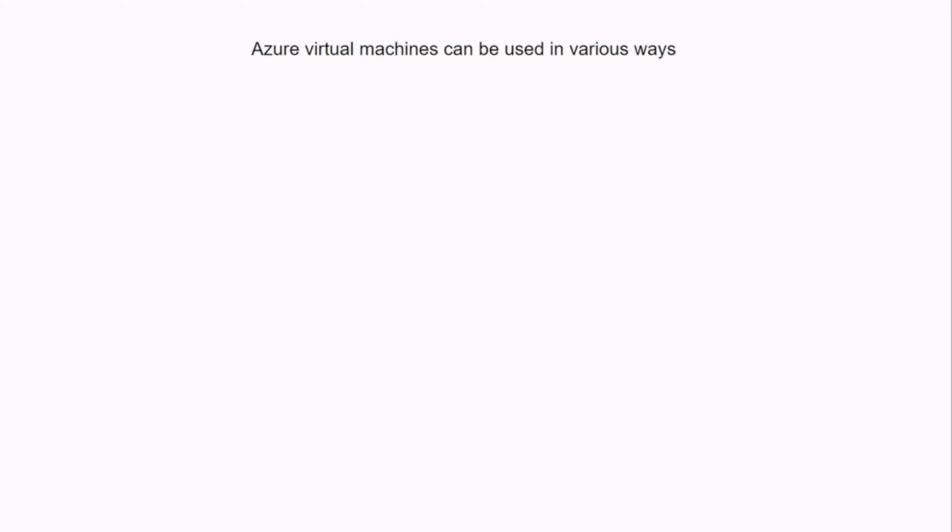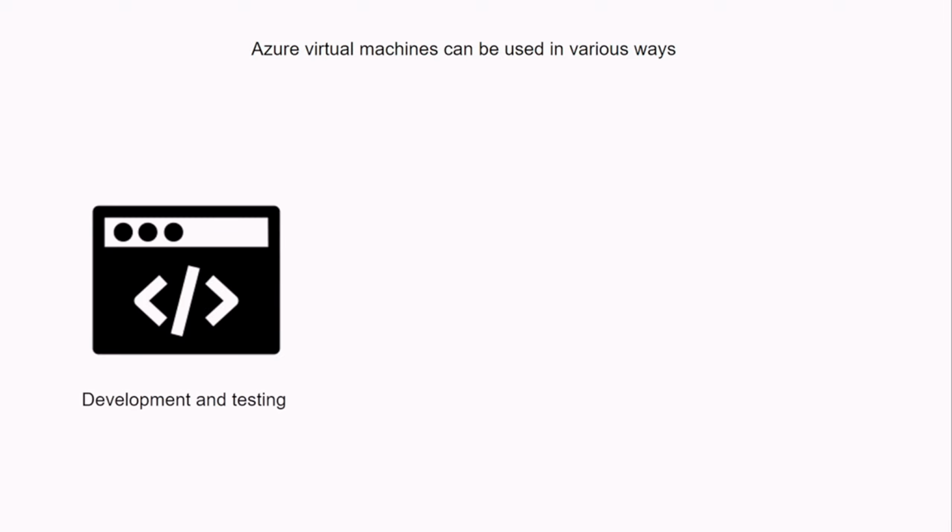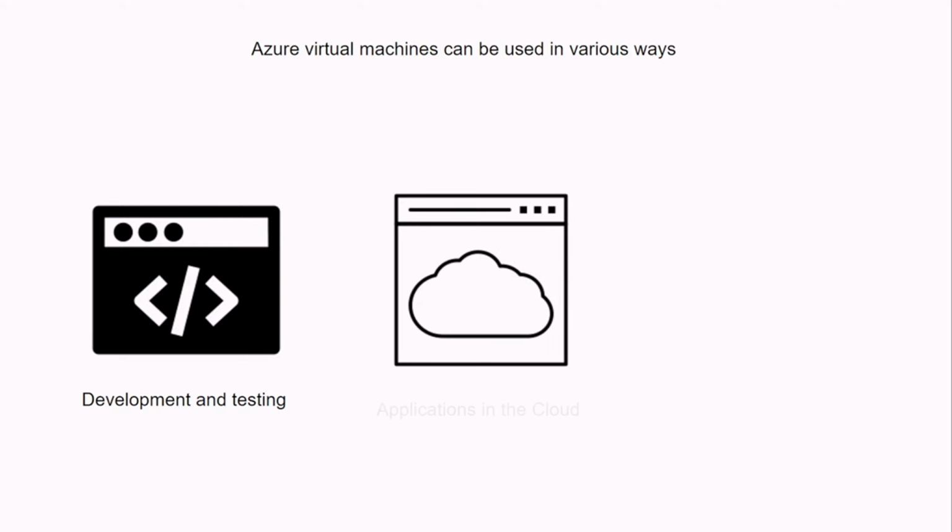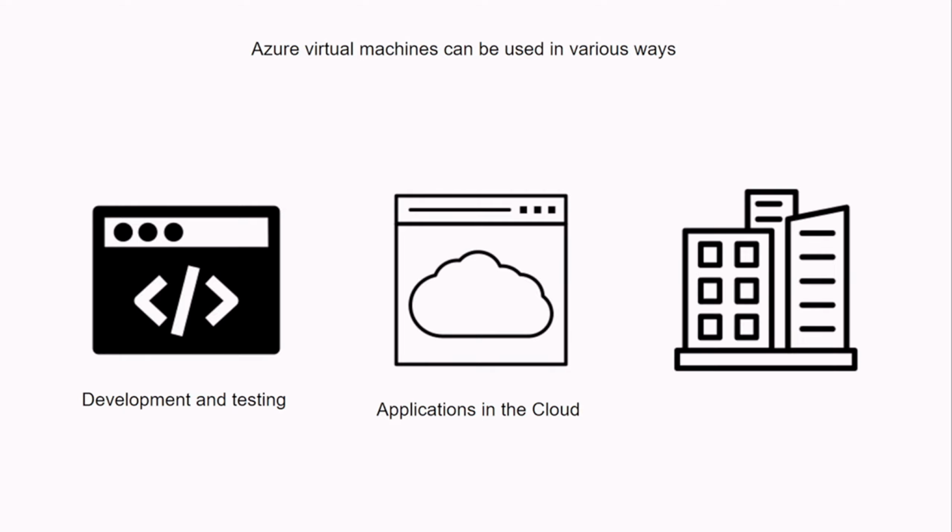Azure Virtual Machines can be used in various ways. For example, development and test. Azure Virtual Machines offer a quick and easy way to create a computer with specific configurations required to code and test an application. Applications in the cloud. Because demand for your application can fluctuate, it might make economic sense to run it on a virtual machine in Azure. You pay for extra virtual machines when you need them and shut them down when you don't. Extend your on-premises infrastructure. Virtual machines in an Azure virtual network can easily be connected to your organization's network.